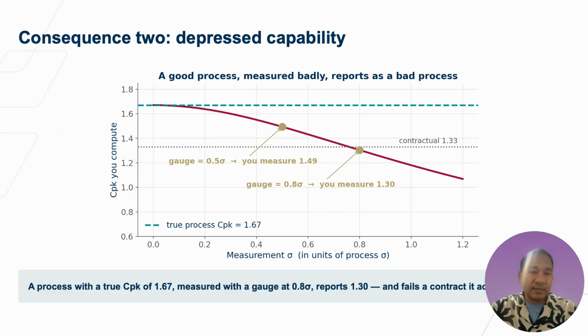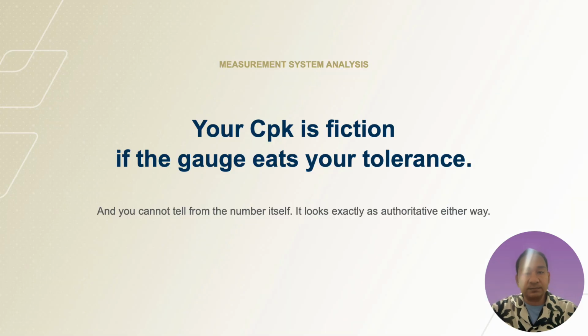A good process measured badly reports a bad process, and the direction is always the same. Gauge error can only inflate your observed sigma, so it can only depress your observed capability. It never flatters you. Which means before you accept a disappointing capability number and start spending money on the process, find out how much of that sigma belongs to the measurement.